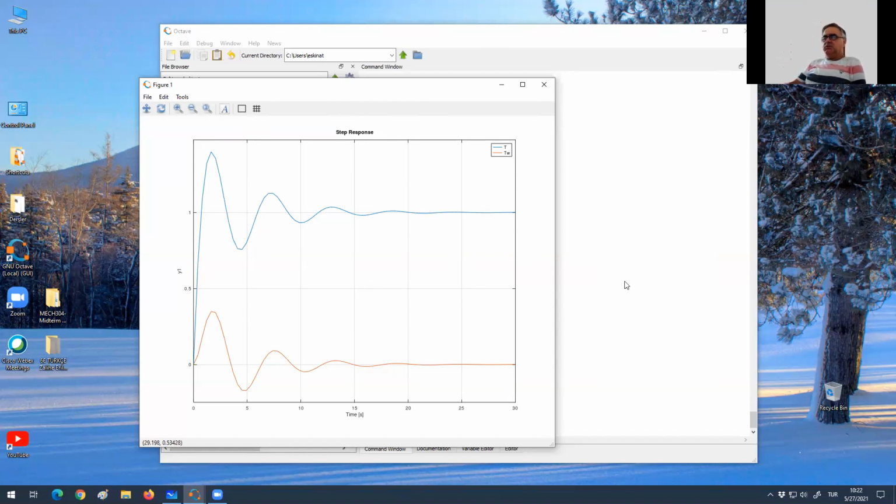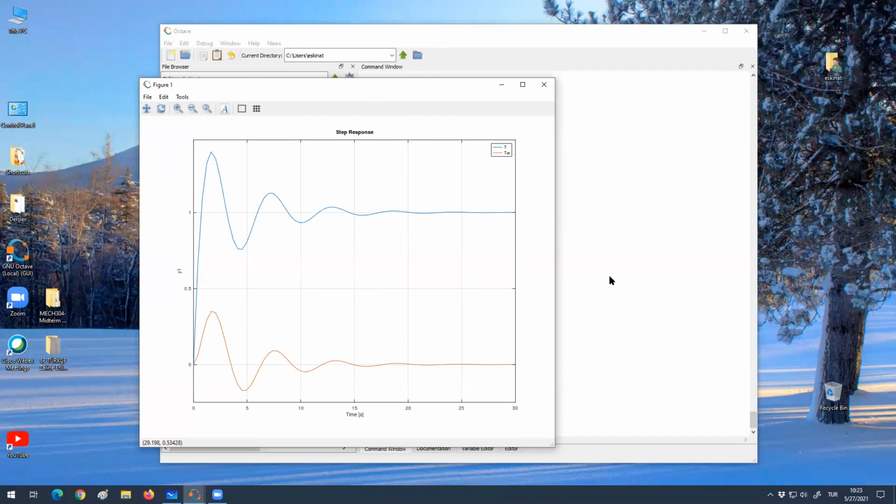So I tried to introduce the concept of steady state error with disturbance rejection, with command following, and also the PD control and PID control.